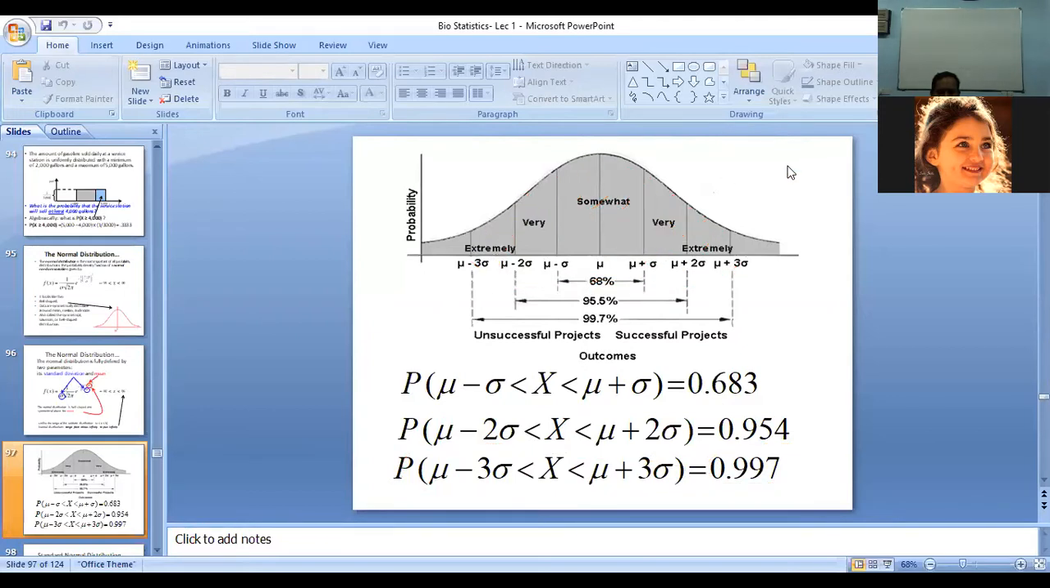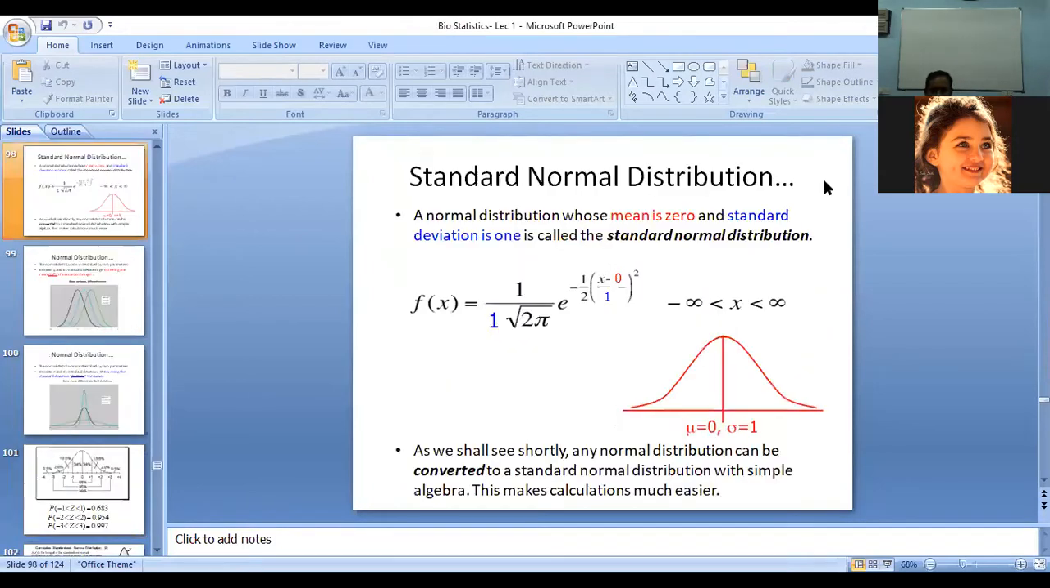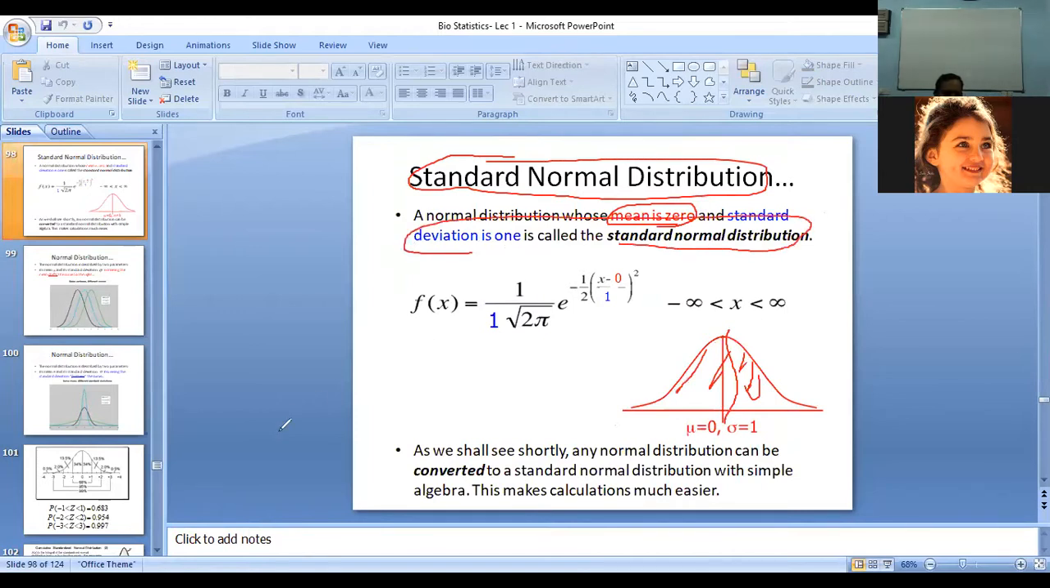Since we are unable to calculate the area directly from the normal distribution, we formulate another distribution, called the standard normal distribution. The standard normal distribution is a man-made distribution. The speciality of this standard normal distribution is that the mean is 0 and the standard deviation is 1. That is the speciality of this distribution.